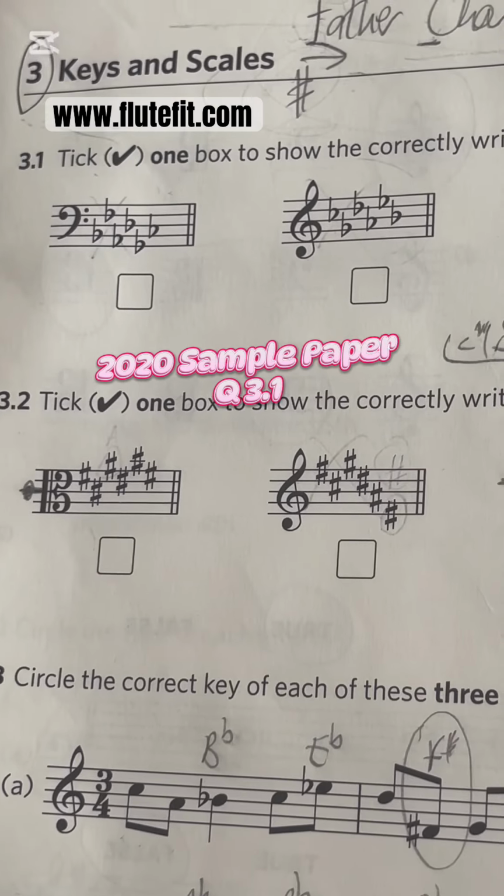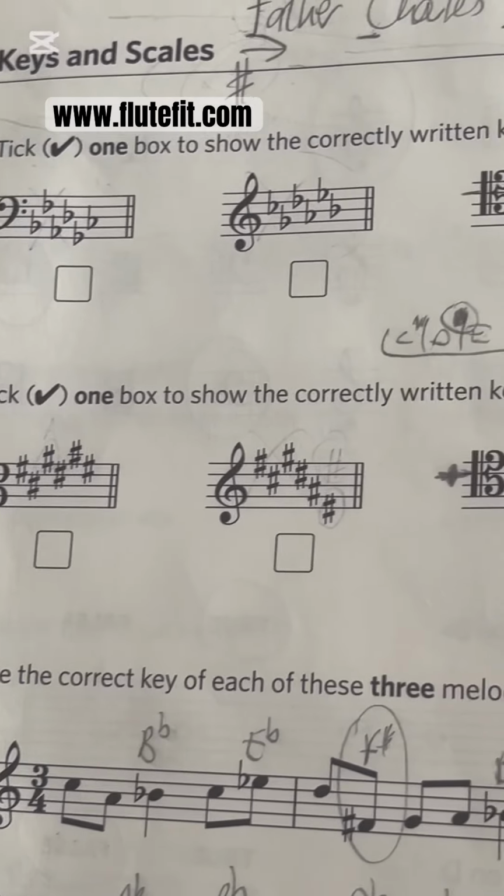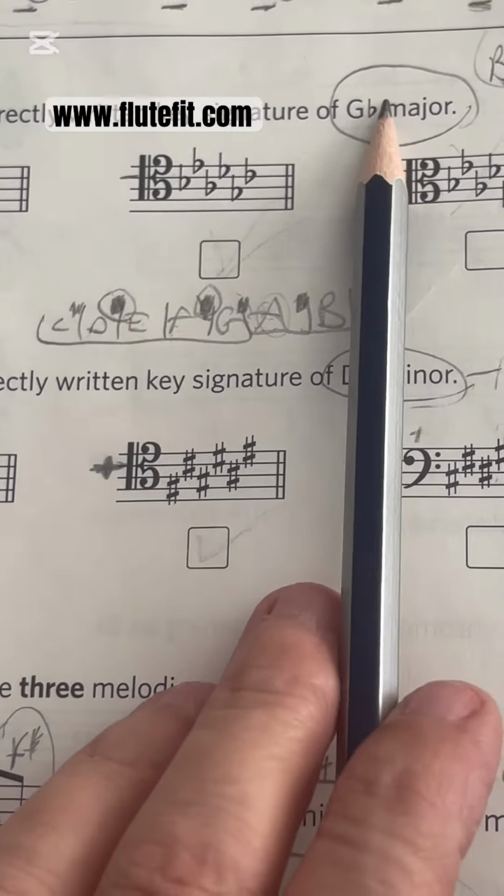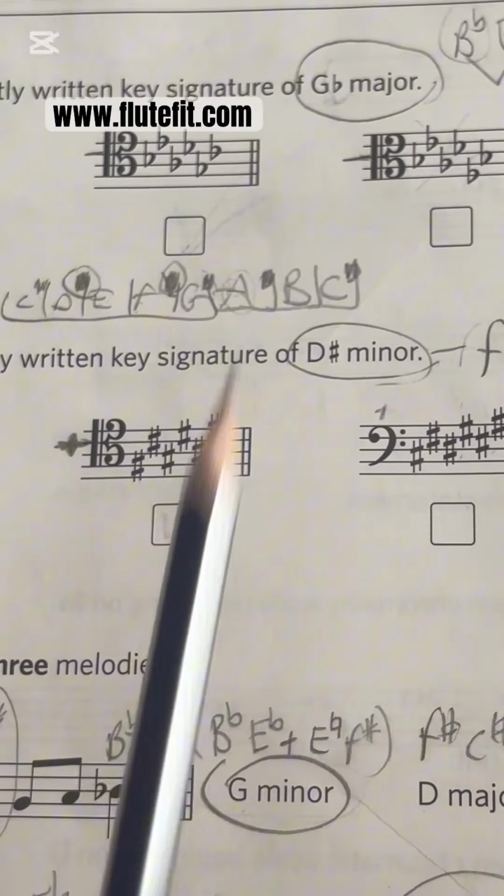So we're on to the section with keys and scales. This is question 3.1. This is to tick one box to show the correctly written key signature of G flat major. So obviously when you see a flat, we're dealing with flats in the key signatures and not sharps.